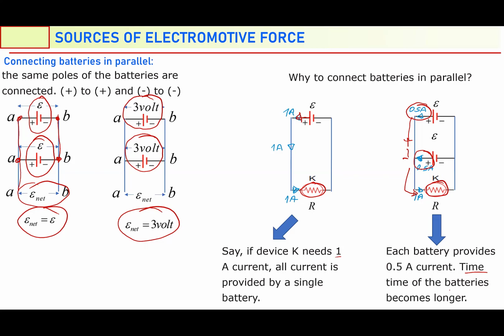Only when you connect more than one battery in parallel, the electric current provided by each battery will decrease because they will share the total electric current. If one battery exists, all electric current is provided by one. If two batteries exist, all electric current is divided by 2. If 3 batteries exist, divided by 3, and so on. So they start giving less electric current. So that's why their lifetime becomes longer.